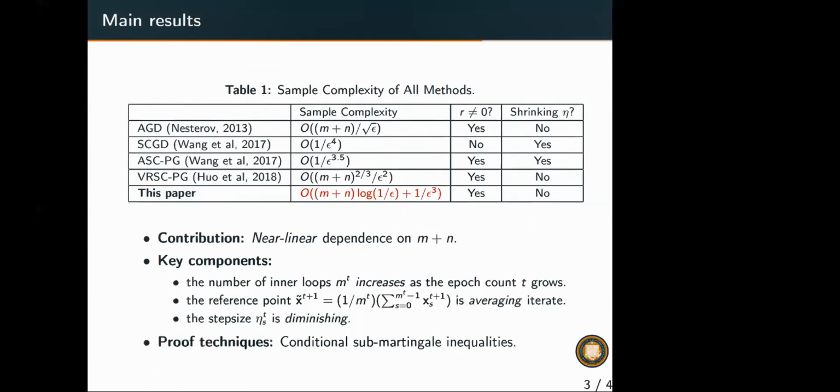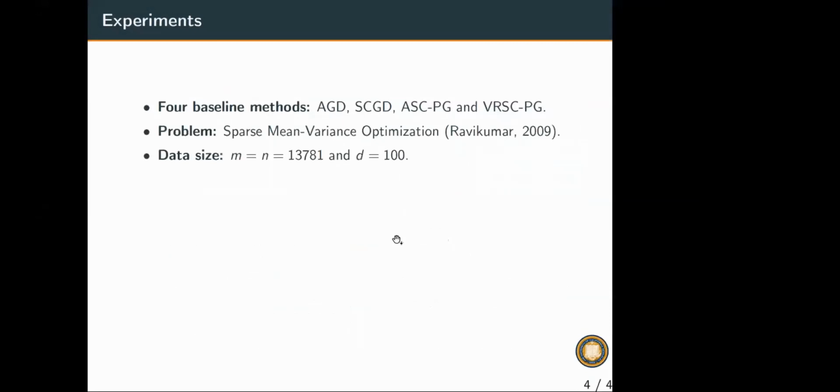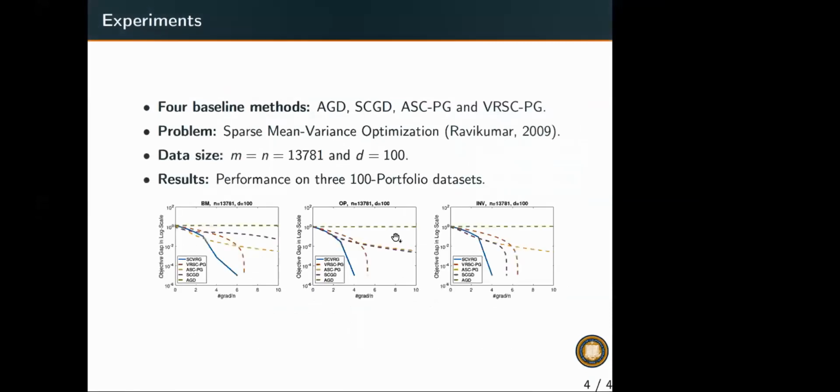The proof techniques are mainly based on conditional sub-martingale inequalities. We conduct experiments with all the methods listed in the table. The problem is chosen as a sparse mean variance optimization with relatively large data sets. You can see from these three figures that our algorithm consistently outperforms four baseline approaches.